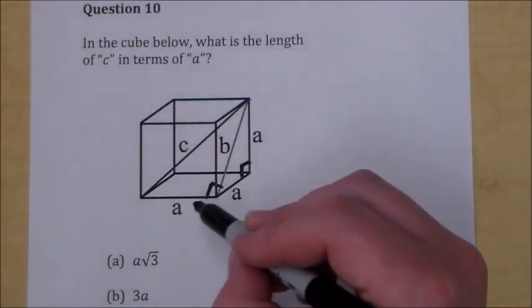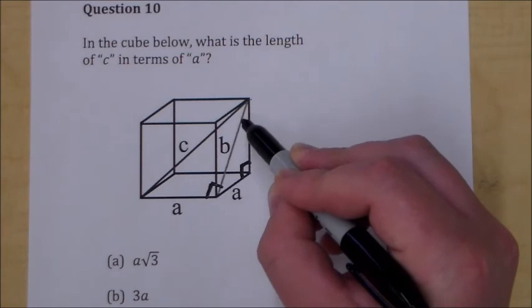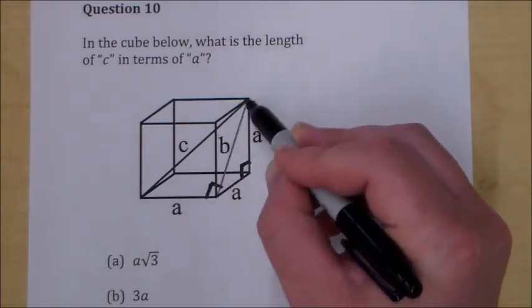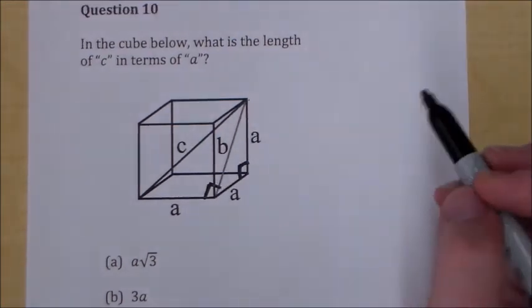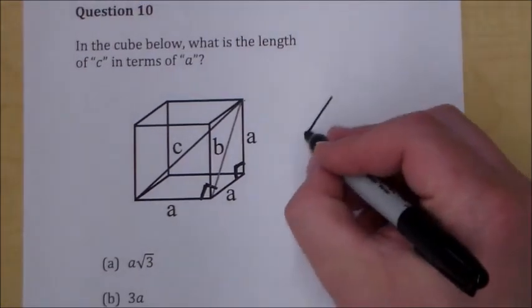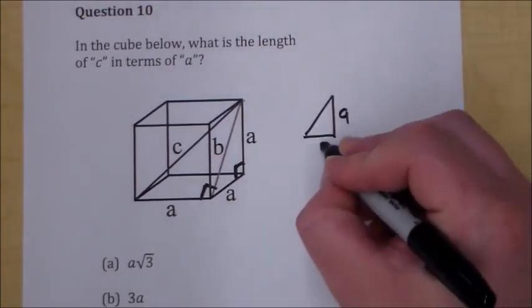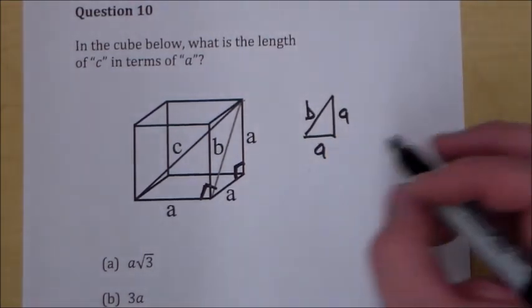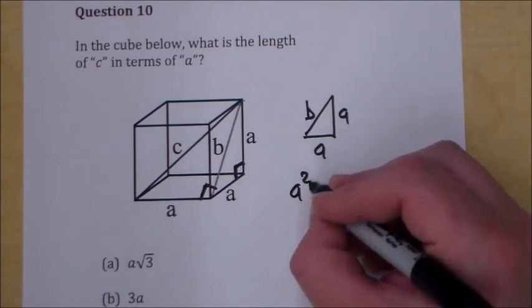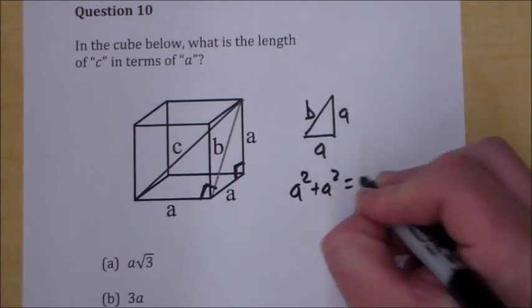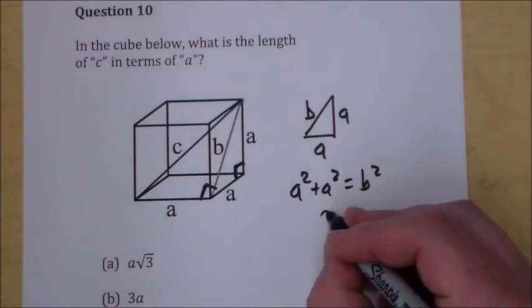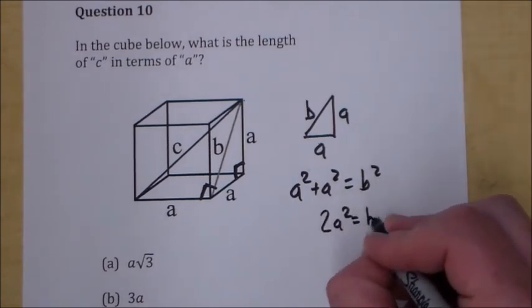If you have a cube, that is going to be a right triangle. I know it's tough. Don't fight it. Just let it happen. Okay, so if we have A, B, we know the length of B in terms of A is going to be A squared plus A squared equals B squared. A squared plus A squared equals 2A squared, and that equals B squared.